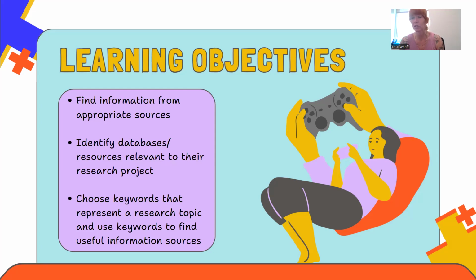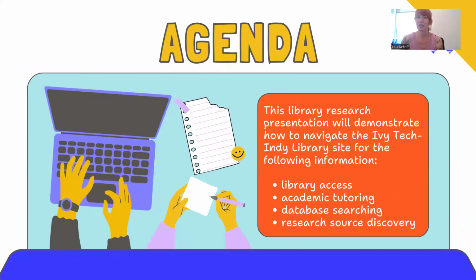So we'll be looking for sources within databases, and those databases that we'll be highlighting will be the ones found on the Ivy Tech Indianapolis library site. And then we'll also be addressing the keyword search and how to choose keywords that will tie to your research topic and help you find appropriate information. So that's what I intend to do today.